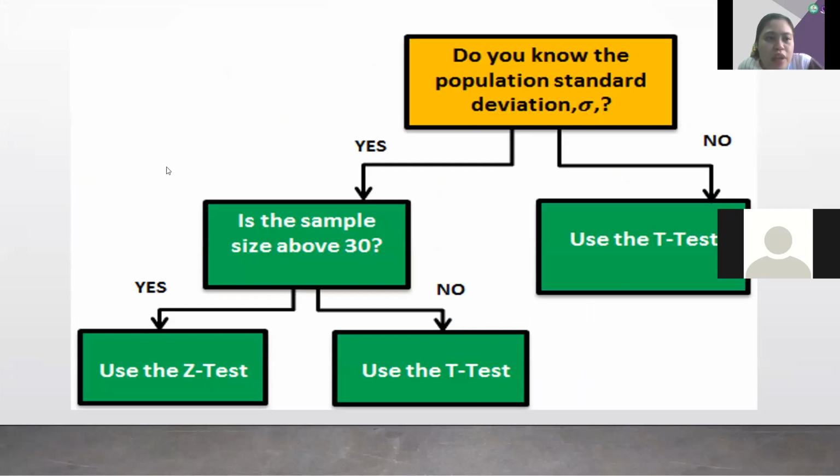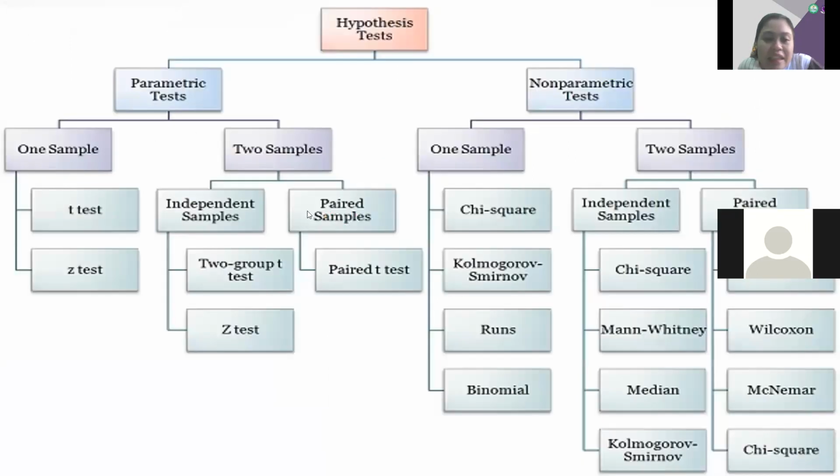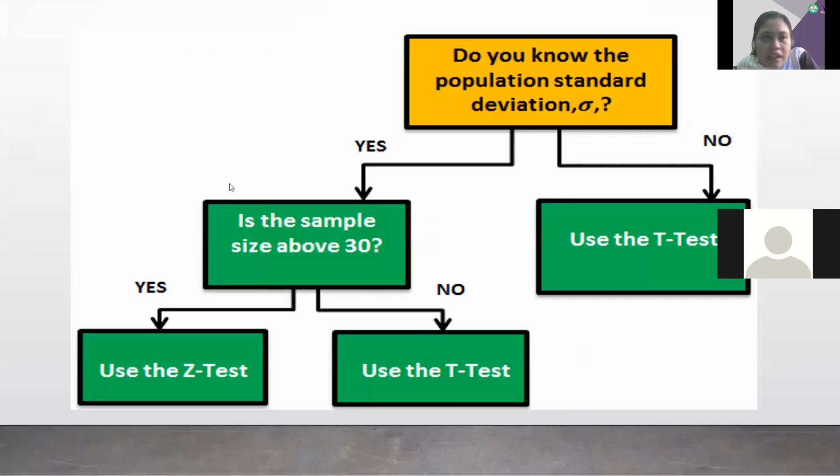Okay, so let's talk about the difference between the T-test and the Z-test, because take note, they are both under the parametric test. We also have one sample T-test and then meron ding one sample Z-test, and that is also true for the two samples. Meron tayong two samples T-test and meron din tayong two samples Z-test. Again, let's see here, when are we going to use the two?